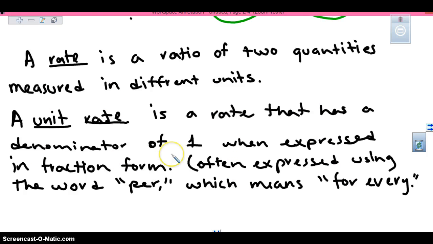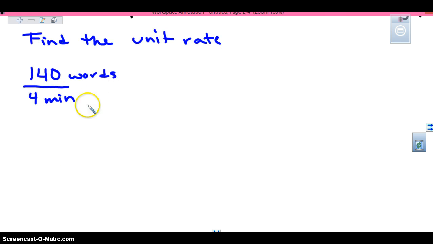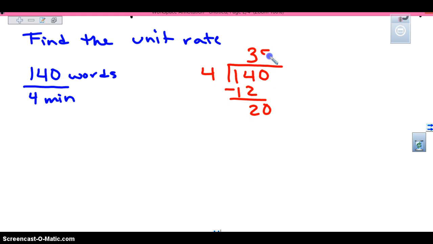A unit rate is a rate that has a denominator of 1 when expressed in fraction form. It's often expressed using the word per, which means for every. If we have to find the unit rate, this means we need a denominator of 1. We would have to divide 140 words by 4 minutes, because we want to find how many words in 1 minute. 4 goes into 14 3 times. 4 goes into 20 5 times. So this would mean 35 words in 1 minute.